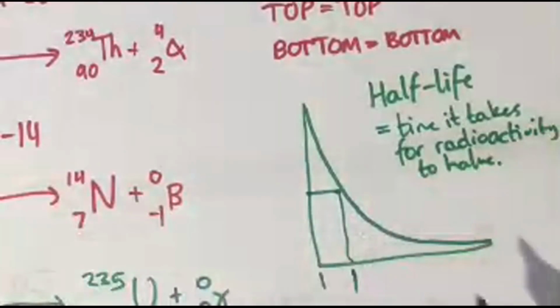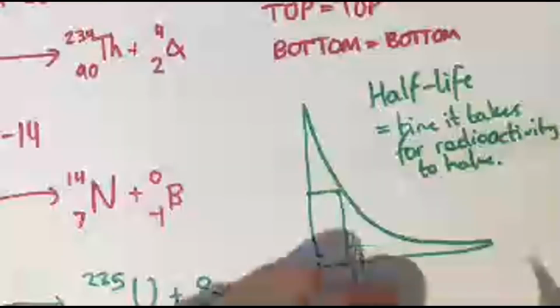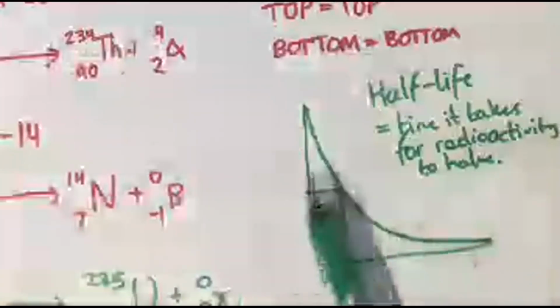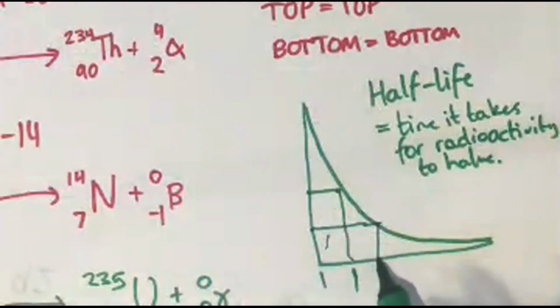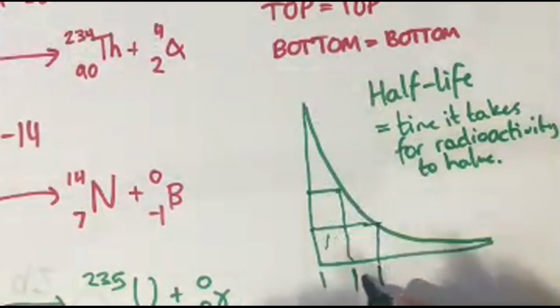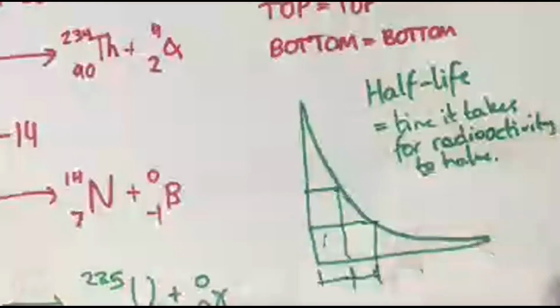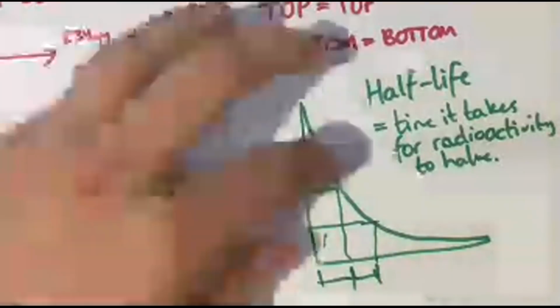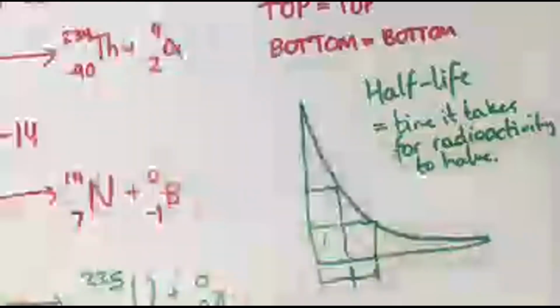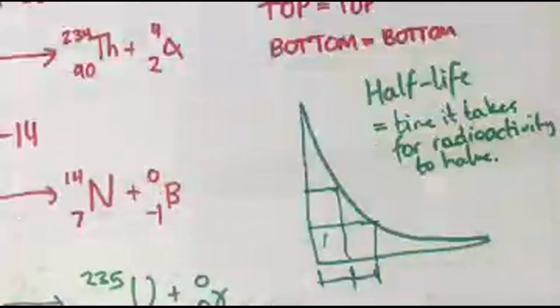Now you can confirm this because it doesn't matter where you start, the time it takes to halve is the half-life. So that's the time it takes to halve. If I look at a quarter, which is half of a half, that distance there is the same as that distance there, roughly. I've just really sketched it, so don't worry about that. But the idea is it's constant.